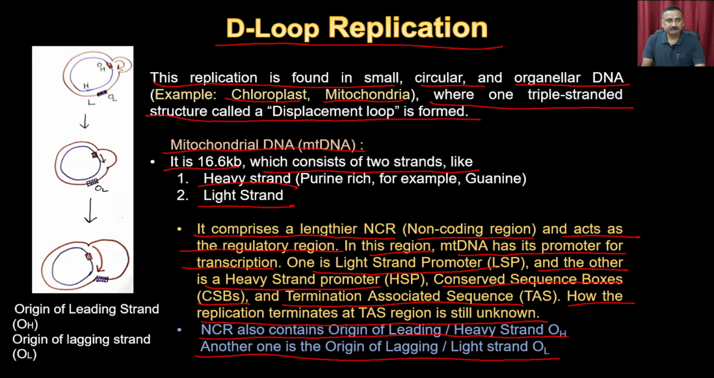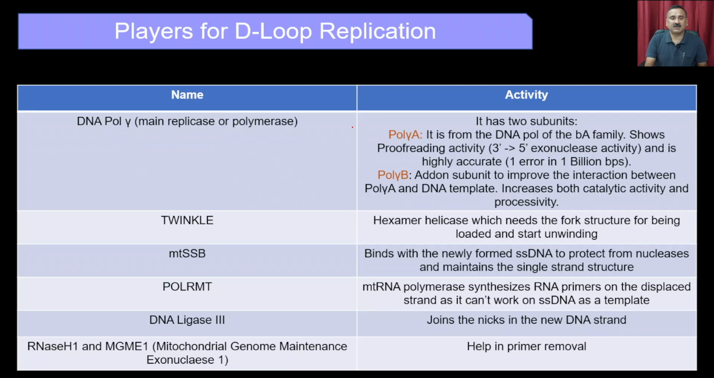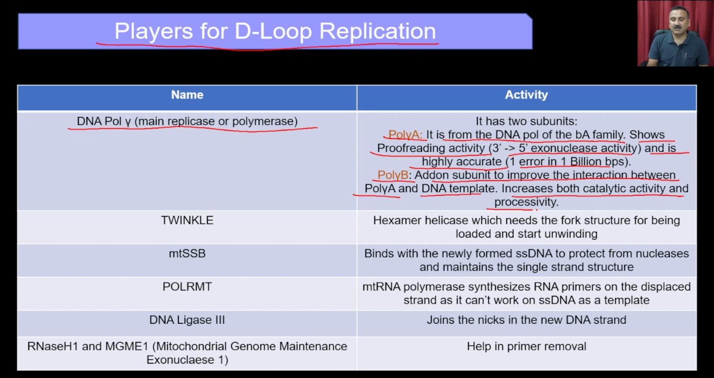Now, what are the different key players involved in D-loop replication? You are going to have DNA pol gamma. It is the main replicase or polymerase. It has two subunits, polymerase A or pol A, from the DNA pol A family. It shows proofreading activity, the 3 to 5 exonuclease activity, and it is highly accurate, that is one error in 1 billion base pairs. Then we have pol B, which is an add-on subunit to improve the interaction between pol A and the DNA template. It increases both catalytic activity and processivity.